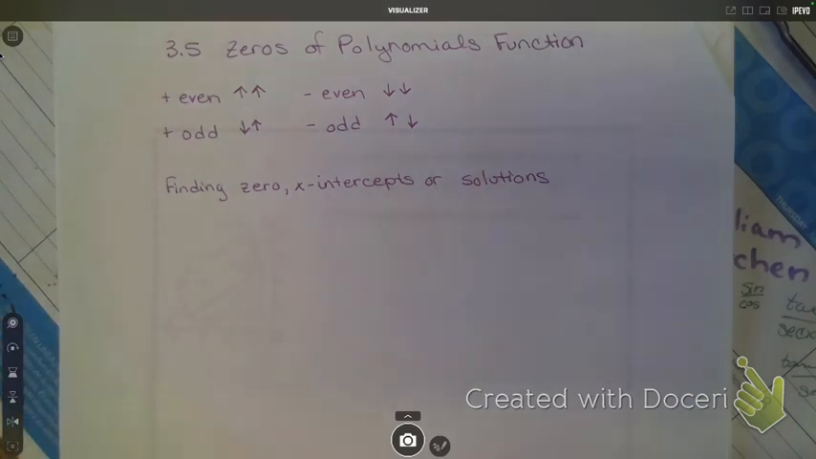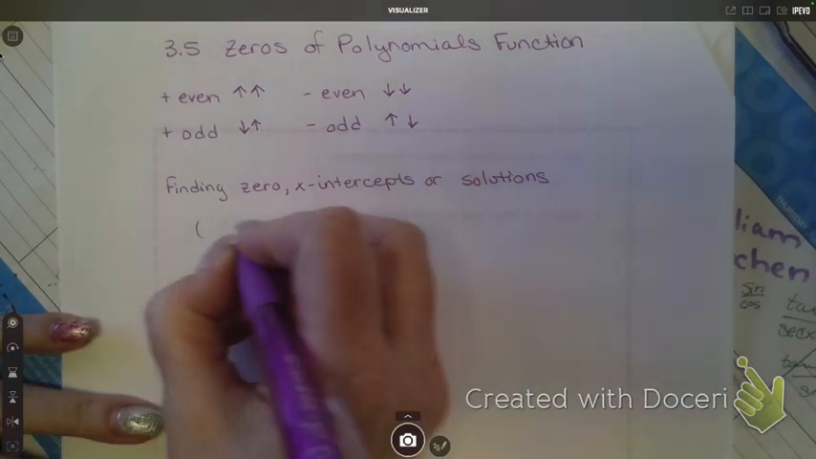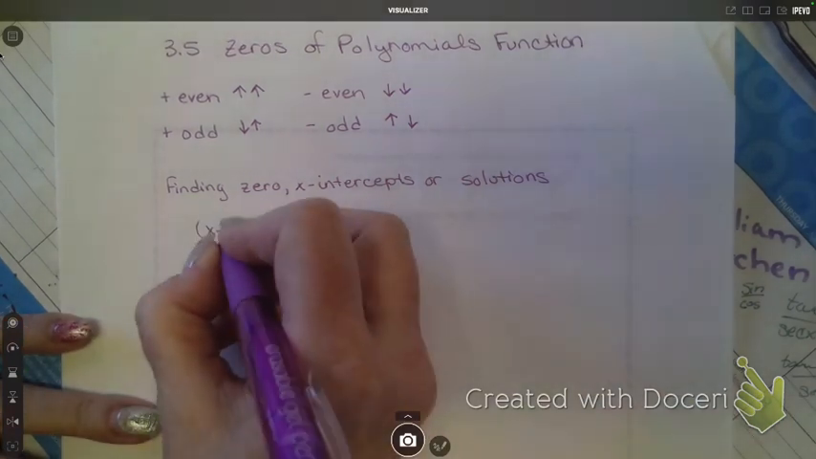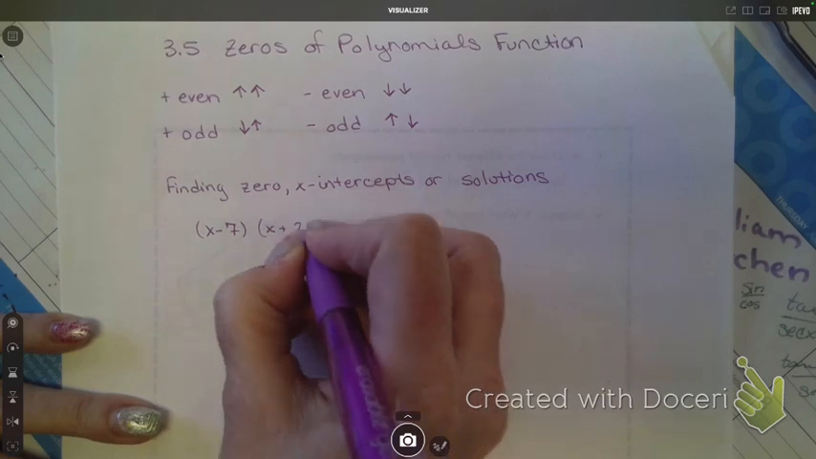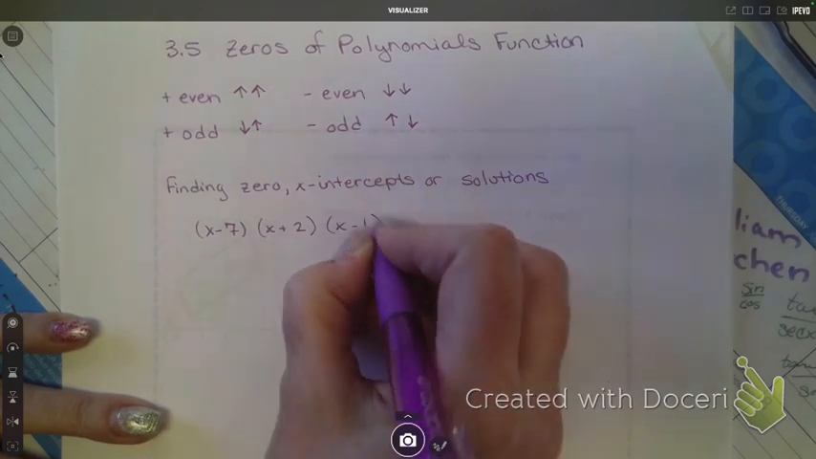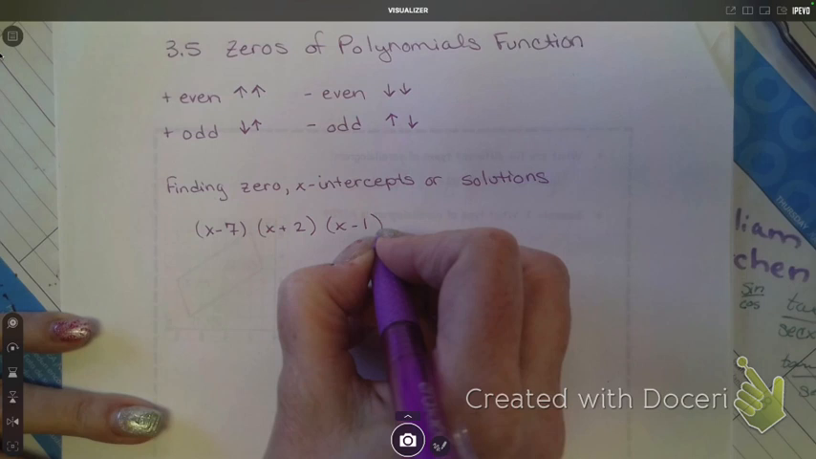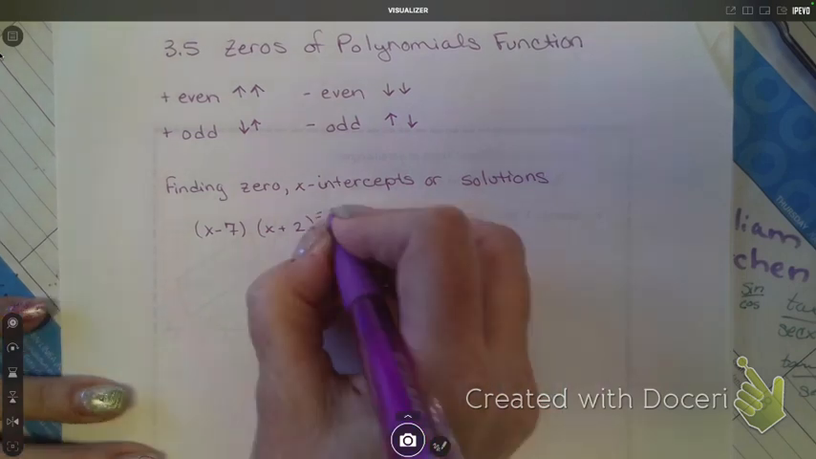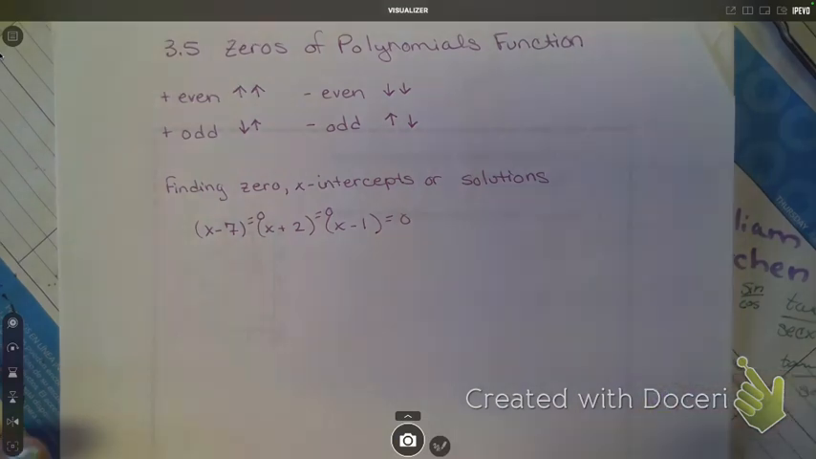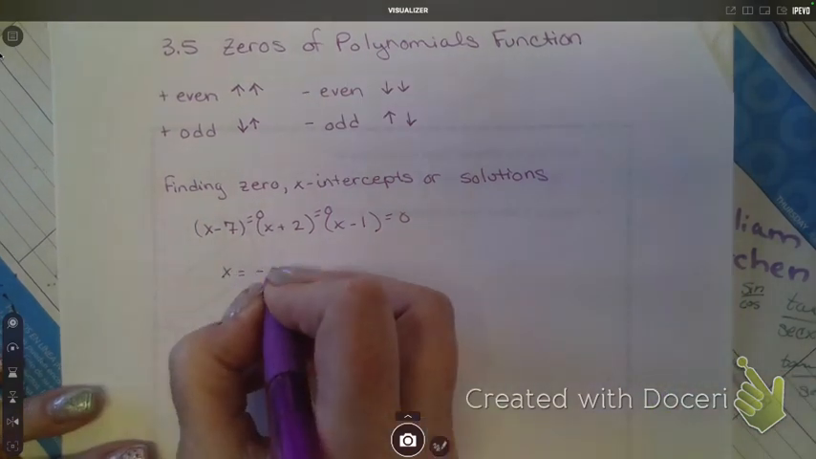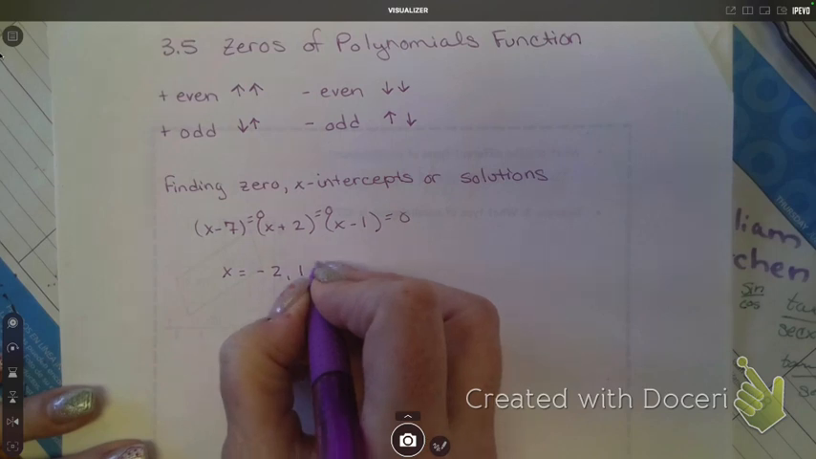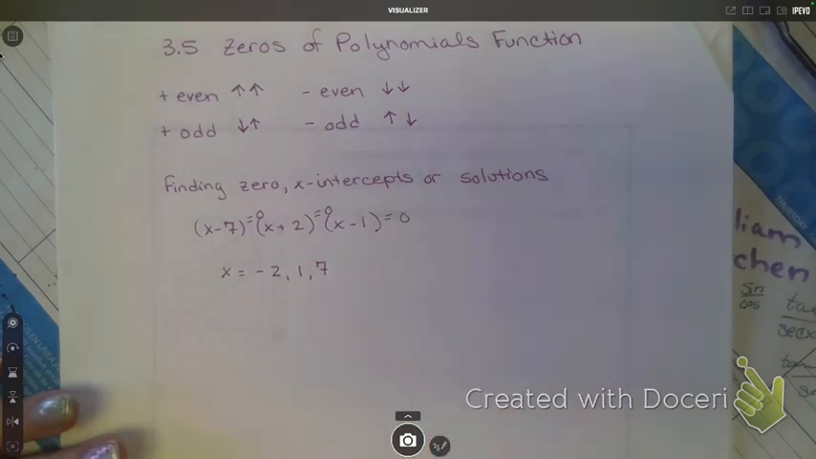In your IXL, they had factored things already, didn't they? Yeah. So you had to set each one of these equal to 0, and you had 3 mini equations, didn't you? Yeah. So my zeros are -2, 1, and 7. Yep. Okay, so that's what we're going to be starting with today.